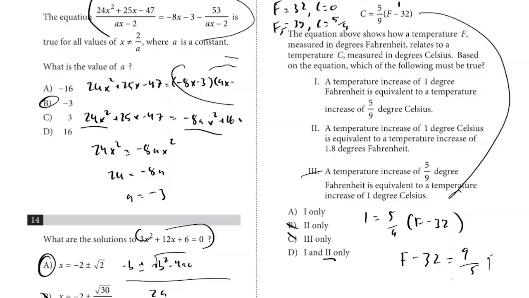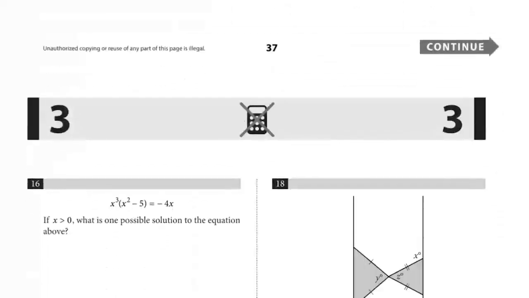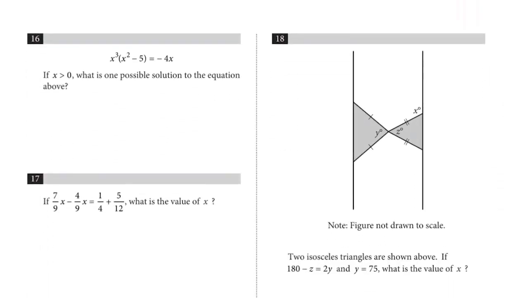So yeah, again, 9/5 is equal to 1.8, which means this is true. So that means A is incorrect because both options 1 and 2 are correct. That means the answer is D. Now moving on to question 16. These are now the free response questions. If x is greater than 0, what is one possible solution to the equation above?